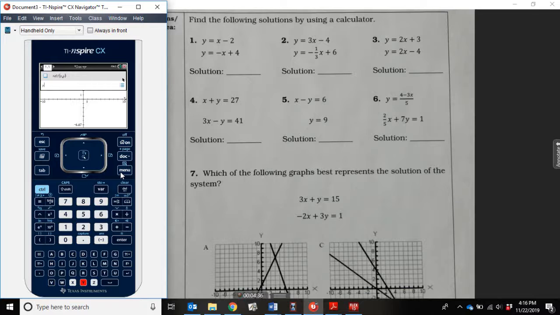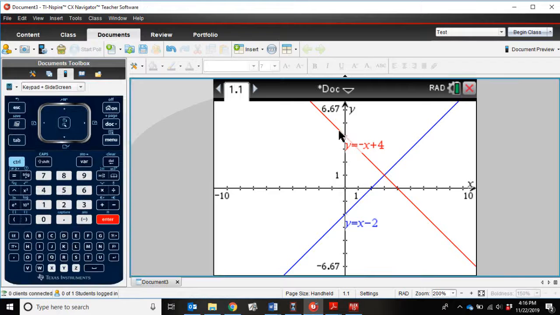So y equals x minus 2. And then I'm going to push tab. And I have y equals negative x plus 4. Now I'm going to make my calculator a little bit bigger. I'm still looking at question 1 though, so I'm going to take up the whole screen here. And here are my two lines.